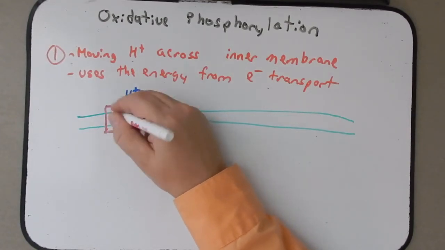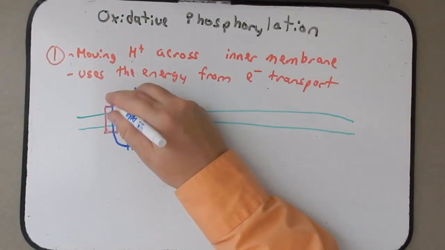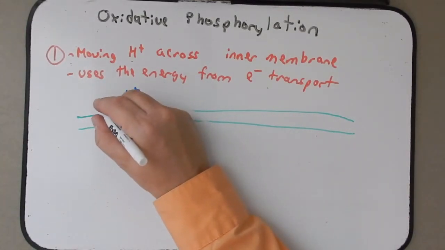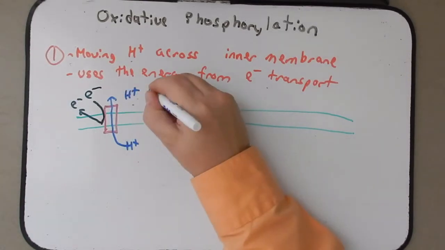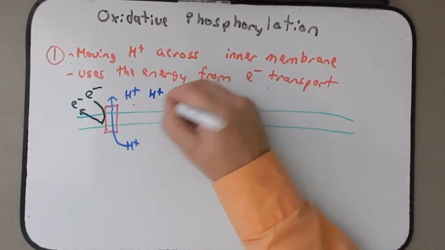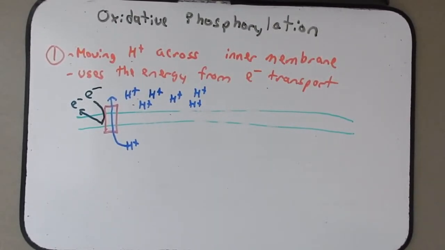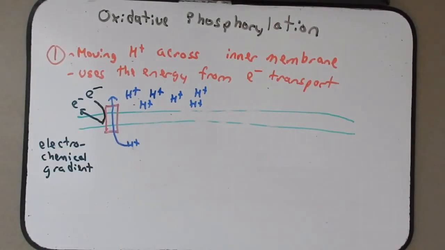So for now, I'm just going to draw this membrane protein like so, and draw this proton going across the membrane. In doing so, it's going to use these high energy electrons to generate the energy necessary to move that proton across the membrane. By pumping these positively charged protons over here, we've established a very strong electrochemical gradient. And this electrochemical gradient has great potential. And we're going to see what that great potential does in this next stage.